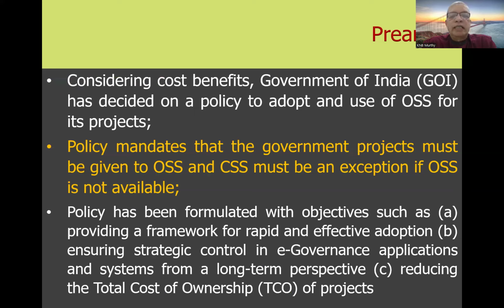The policy mandates that the government projects must be given to the open source software, and the closed source software must be an exception if open source software is not available. The policy has been formulated with the objectives such as providing a framework for rapid and effective adoption, ensuring strategic control over e-governance applications from a long-term perspective, reducing the total cost of ownership of the projects.